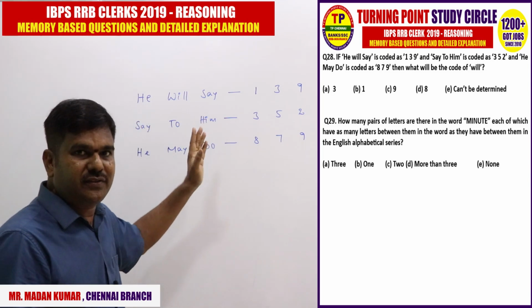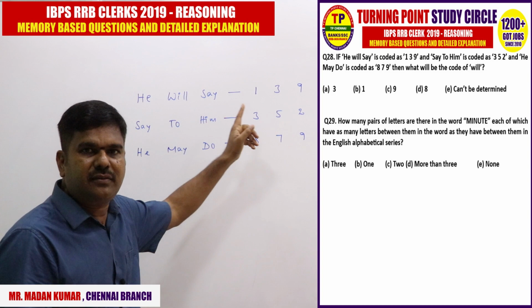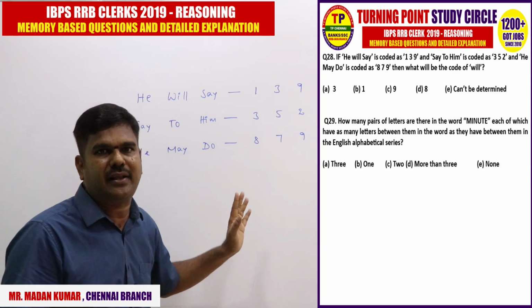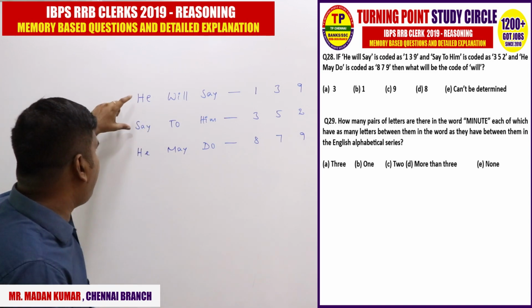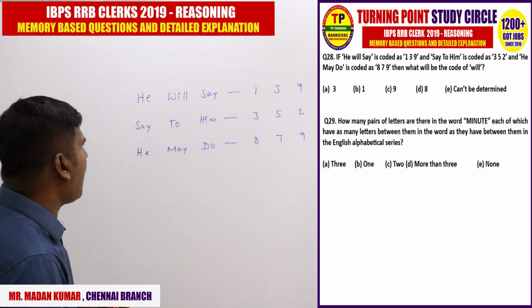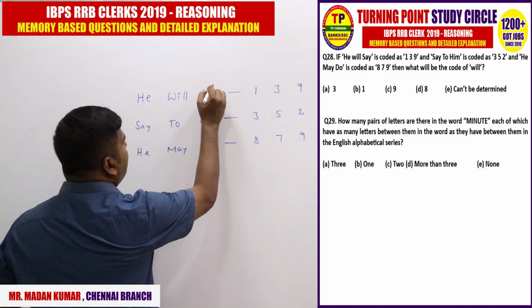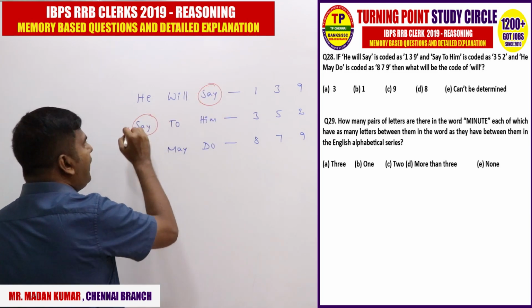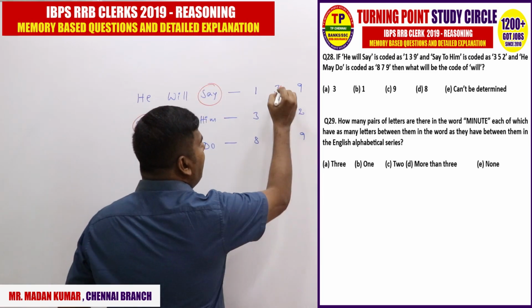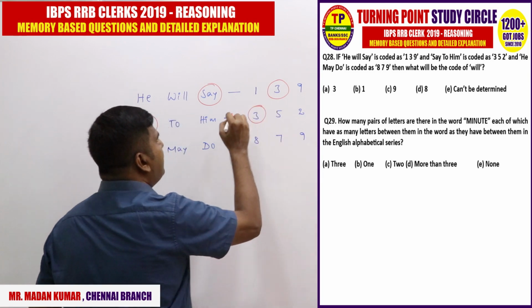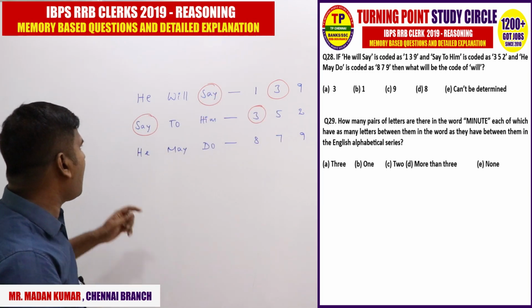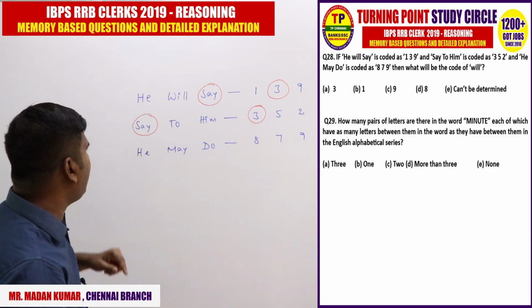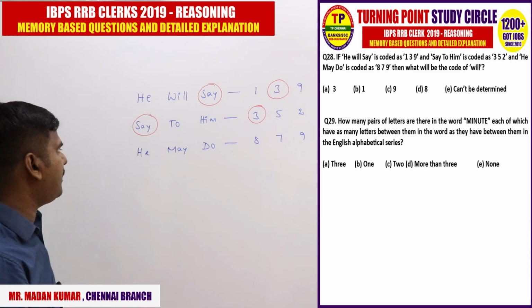But don't look at the positions. If it is in the first position, it must also be in the first position, nothing like that. Only take the common terms. So if you take the first and second, which is common? Say, right? Say is common. I am circling say, which is common here in the numbering, 3. So now we can say that say is given the code 3. Is anything else common? If you see 2 and 3, there is no common term.